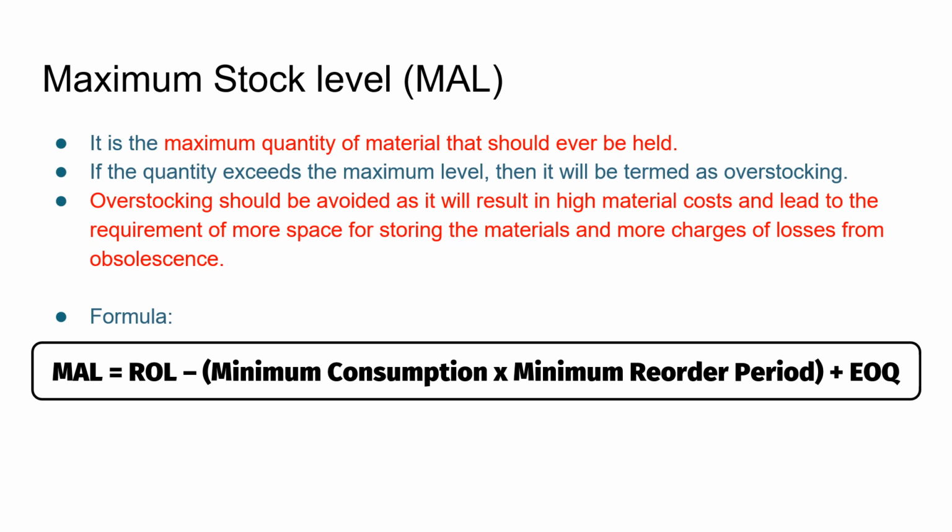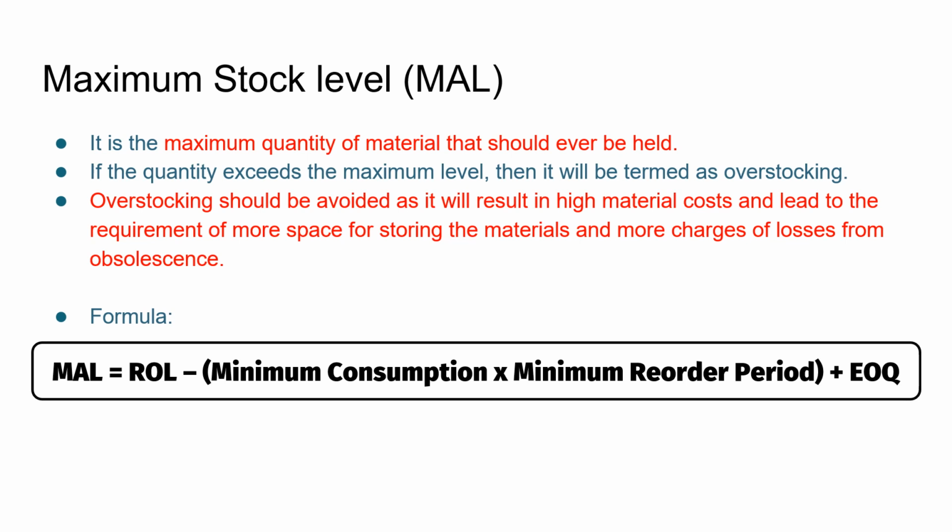So besides that, we also will incur more cost, because you have to pay the cost for storing and handling the material, and more charges of losses from obsolescence. And at the end, if the material becomes defective, then it cannot be used in production, so you will have more and more loss. The formula is, you need to find the reorder level again. You minus the minimum consumption times the minimum reorder period, and plus the EOQ.